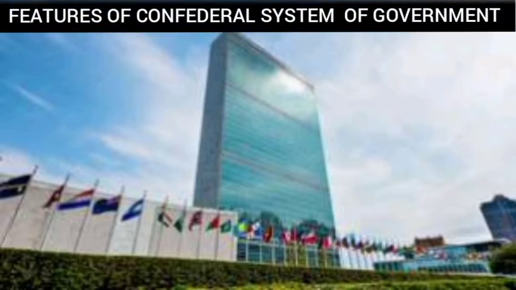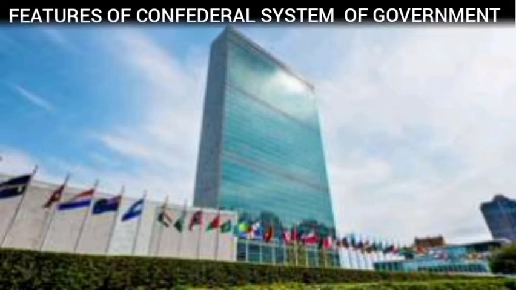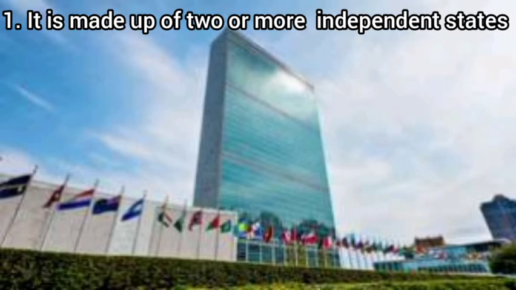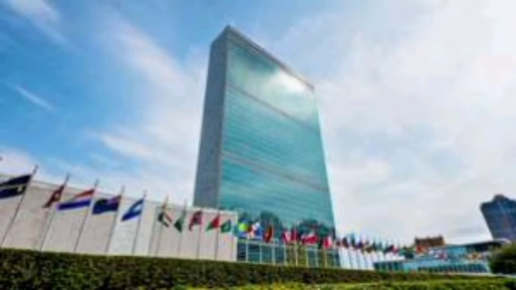Now we're going to look at the features of Confederal system of government. Are we together, class? 1. A confederation is made up of two or more independent states. We can recall that a confederation is commonly known as a union of political organizations. It has to do with the coming together of many countries to form a union.